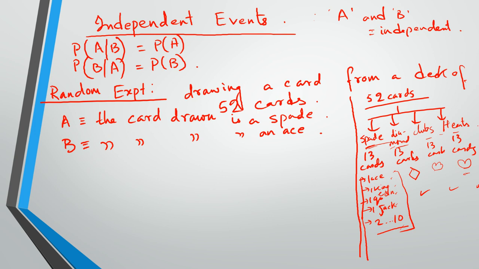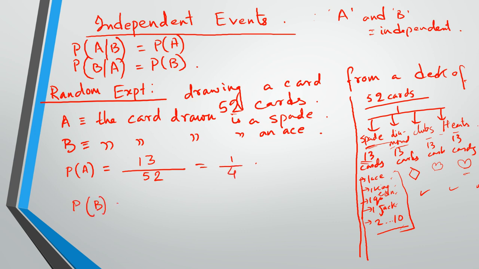So in the random experiment, the card drawn is a spade is A, and the card drawn is an ace is B. Okay. So what will be the probability of A? The card drawn is a spade. I said there will be 13 cards of spade. So this is favorable events by the total number of events. Total number of events is 52, 52 cards are there. So it's 1 by 4, right?